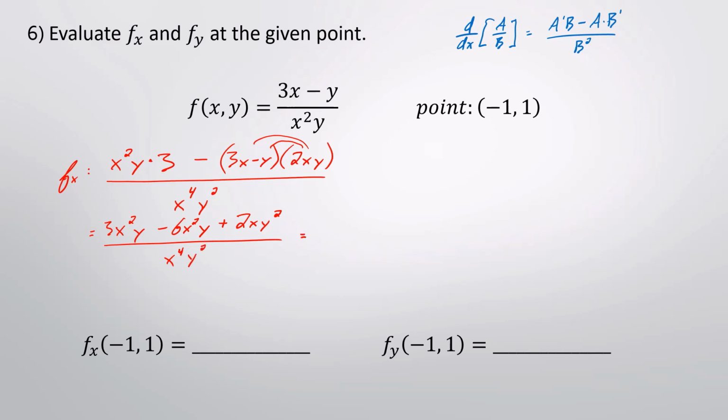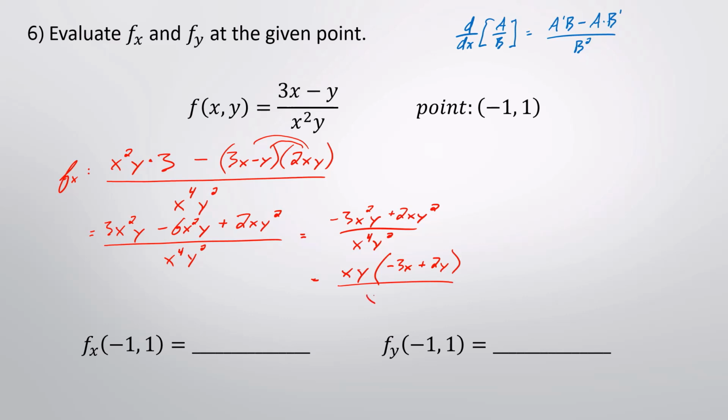Simplifying even further, I can combine my x squared y terms. I can also do a little bit of factoring, and I'll do that as two separate steps. 3x squared y minus 6x squared y is negative 3x squared y, plus the 2xy squared, over x to the fourth y squared. I can factor an x out from the top and also a single y, which leaves me with negative 3x, since there wouldn't be a y left on that first term, and then plus 2y.